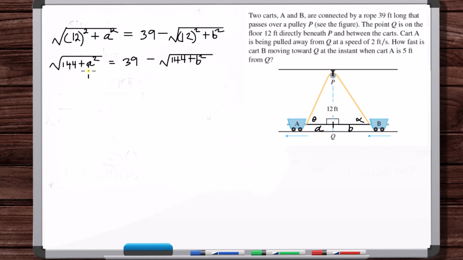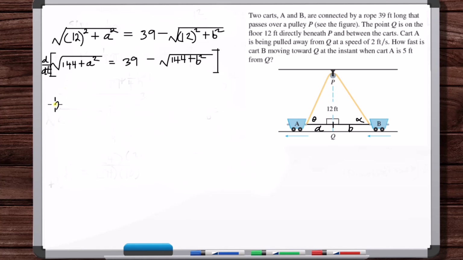So there's a formula that relates a and b. Now we can just take this derivative with respect to time. We know the rate of change of a, and we can solve for the rate of change of b. So how do we differentiate this with respect to time? Well, chain rule.